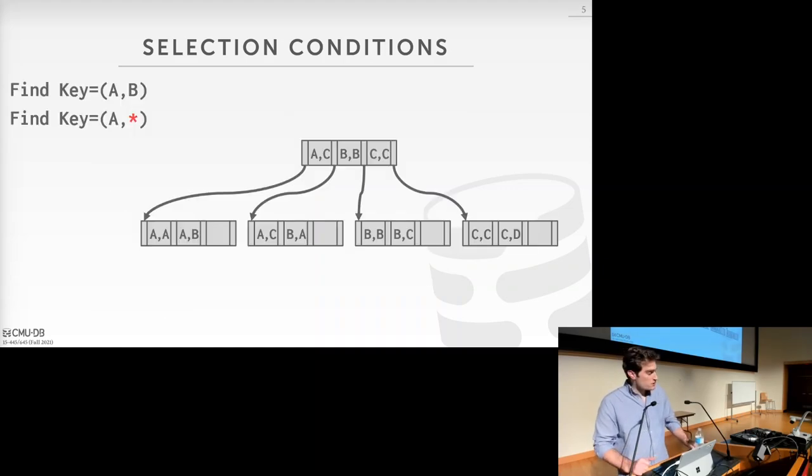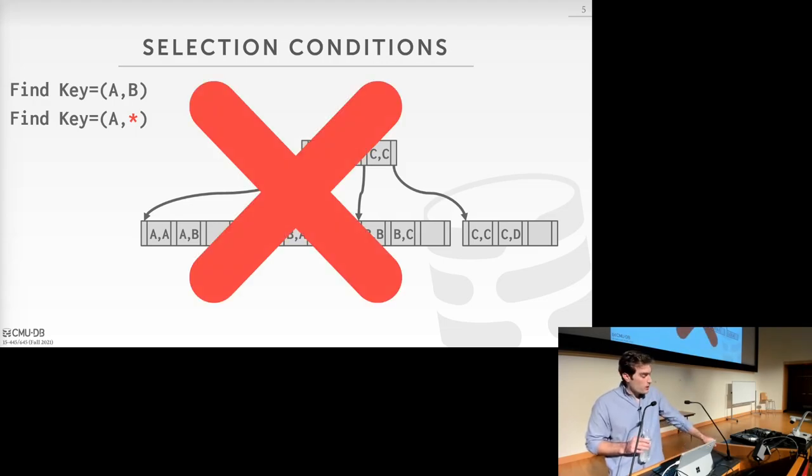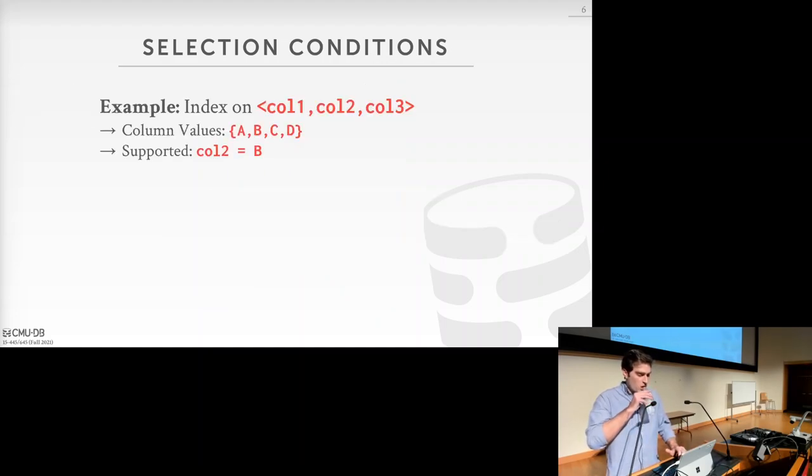So this was the original tree that I showed in the lecture. And I showed these two operations, and I didn't show the search on star or wildcard B because this tree was too simple. So we'll throw out this tree and we'll hopefully give a better example that illustrates that second point that I wanted to make there.